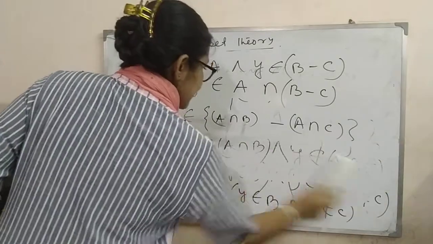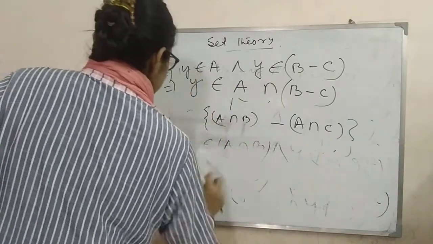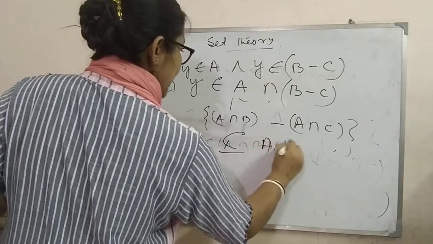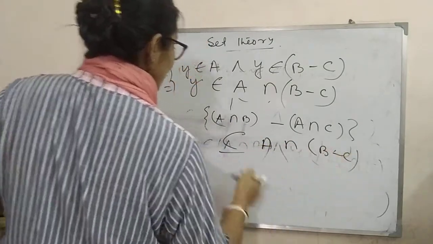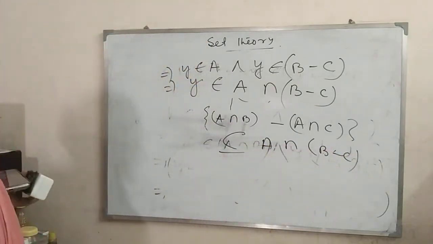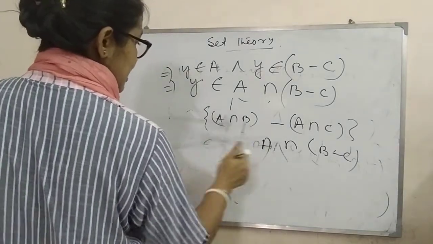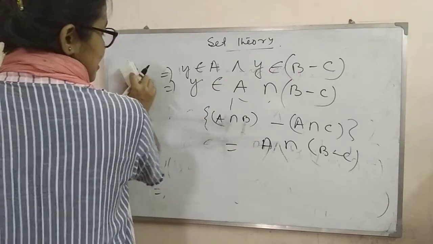That is, this is the subset of A intersection B minus C. Then I can write this equal to this equal to this. Okay.